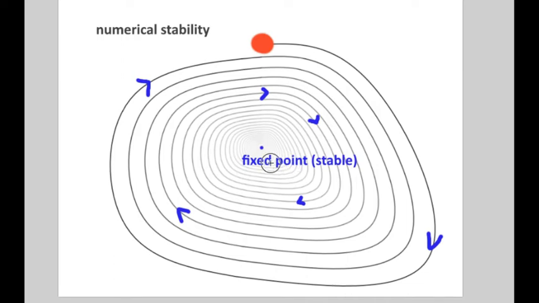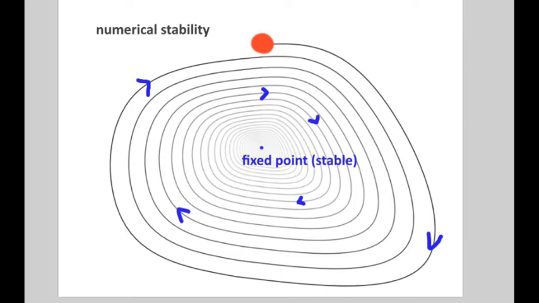So it's like a whirlpool. All the lines go towards that center point. It's like a whirlpool or a drain. That's sometimes what it's called in differential equations. You have this fixed point here, a whirlpool point.